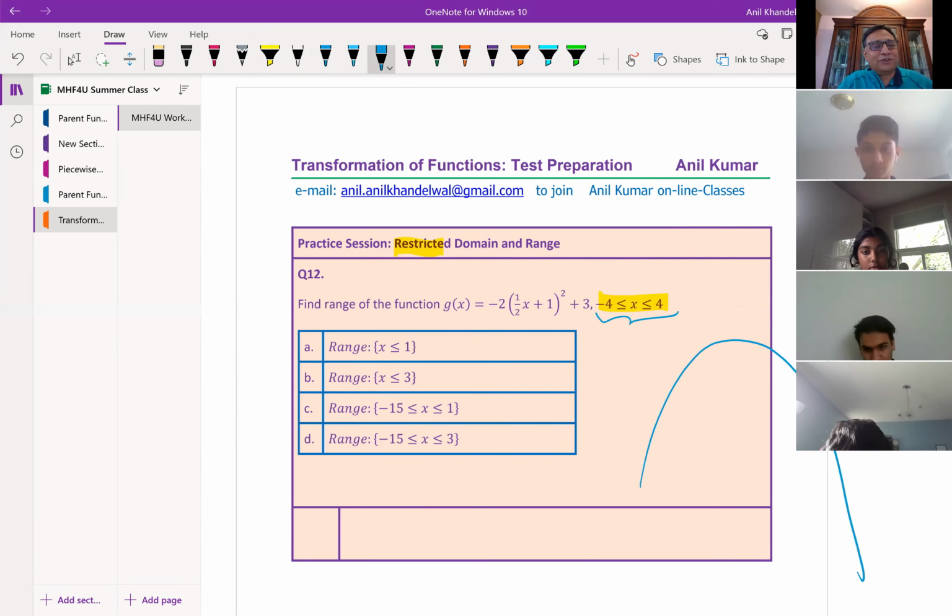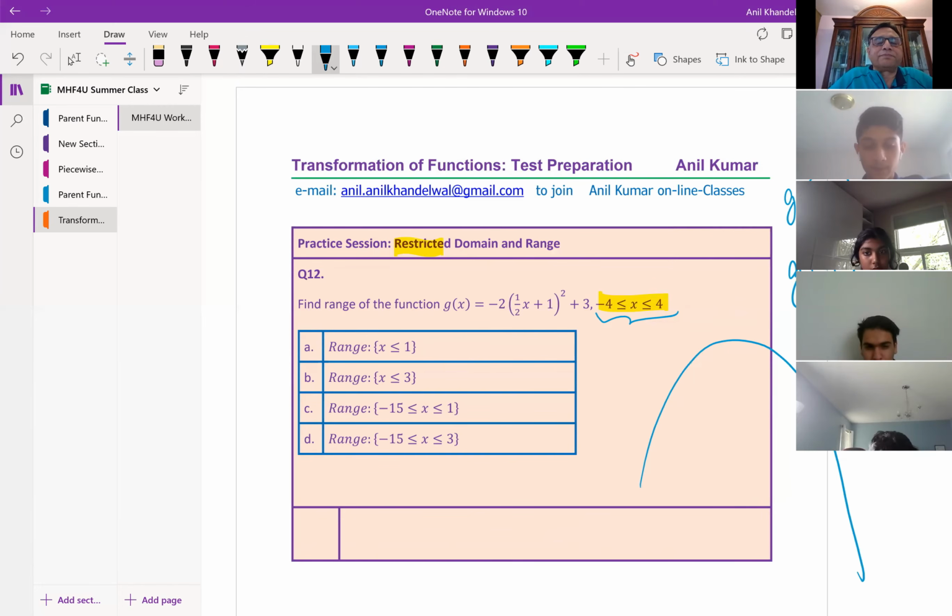So I'm not asking for your domain. I'm saying find the range of this function where the domain is from -4 to 4. Now tell me, what should be the answer? I'm not sure. Anybody else?